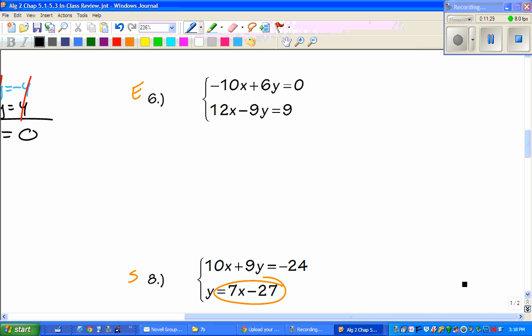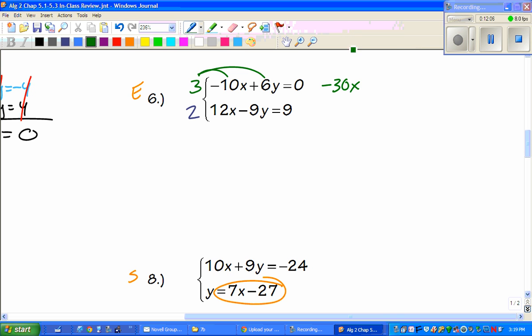All right, number 6. What do you want to cancel here? Now we can cancel the x's, but we'd have to multiply some pretty big numbers to cancel those guys out, don't you think? Now, we've already done 6 and 9 before, okay? We know that it's 18. So let's go ahead and cancel those again, okay? I need to multiply the top by 3 and the bottom by 2. They're already opposites, so that's good.